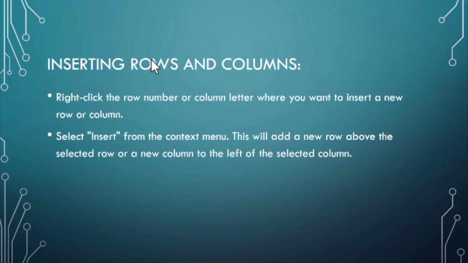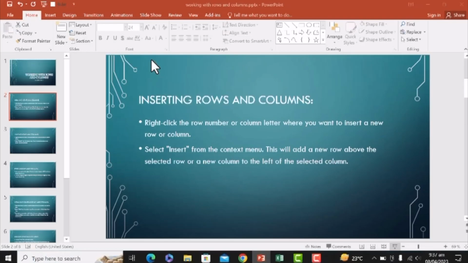Right click the row number or column letter where you want to insert a new row or a column. Select insert from the context menu. This will add a new row or column. If this is a row, then it will be added above the selected row, and if this is a column, it will be added to the left of the selected column. So let's perform this.